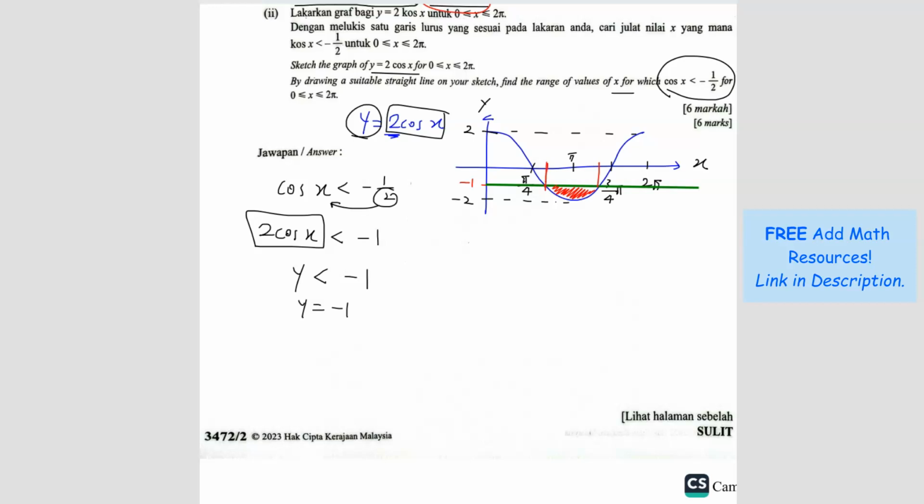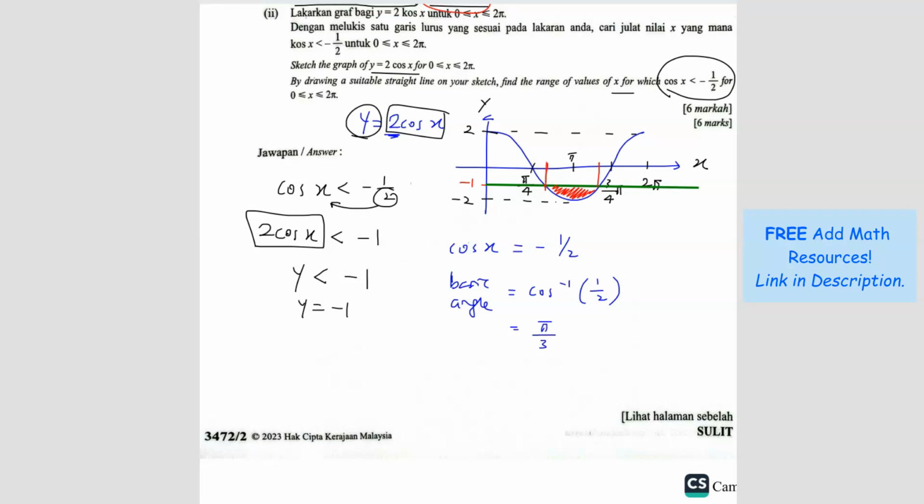So we want to find the x value. What is the range of x value? We just have to rearrange this. So cos x equals negative 1 over 2, and we can find the basic angle again, cos inverse of 1 over 2. So the basic angle is going to be pi over 3.